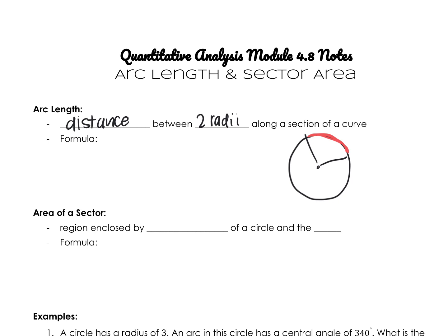Basically, arc length is a fraction of the circumference of a circle. So the formula is S equals r theta, where r is your radius, and theta is your central angle for your arc in radians.